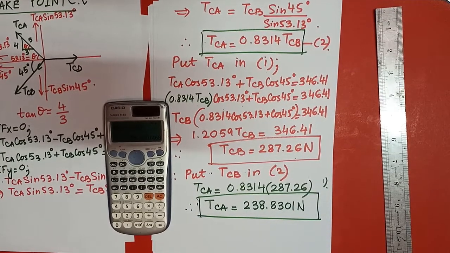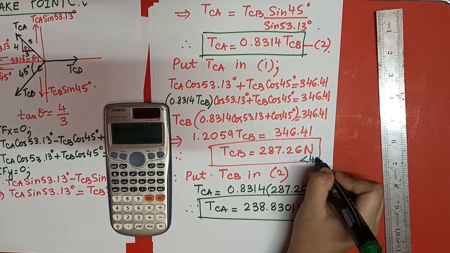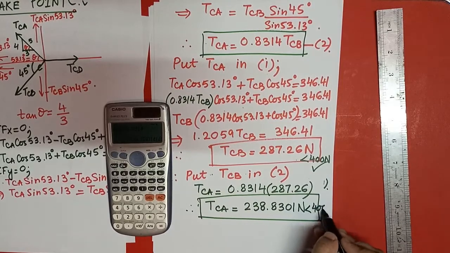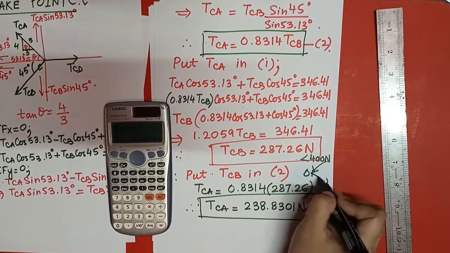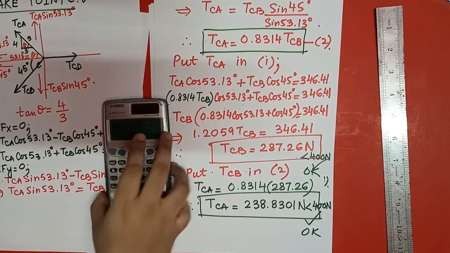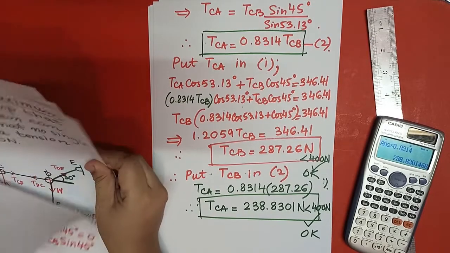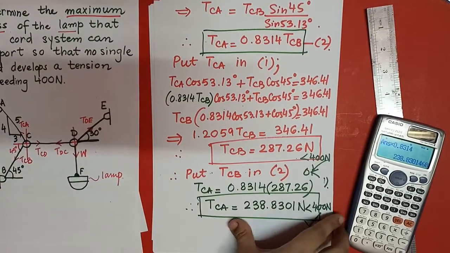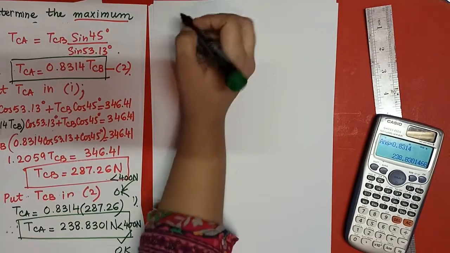And you can see that all the values, for example, it is less than 400 Newton, so it is okay. This is also less than 400 Newton, so it is also okay. So this is the way to calculate tensions in the cables. So we have calculated all the tensions here up till now, and all the values of the tension are less than 400 Newton. So I can write down the result here.